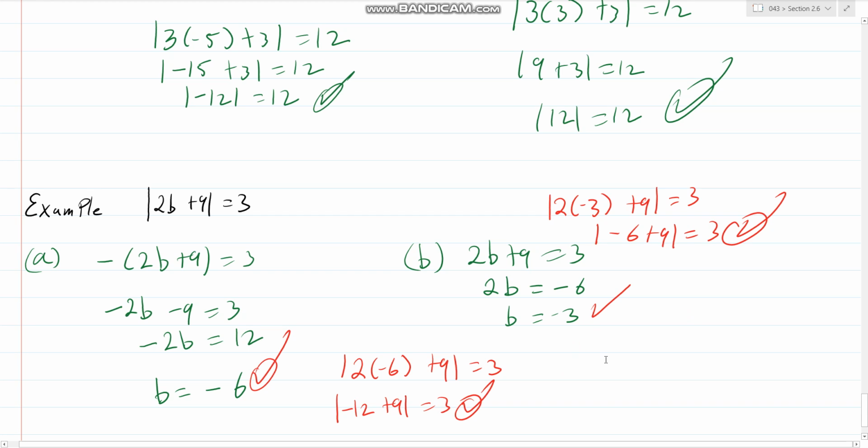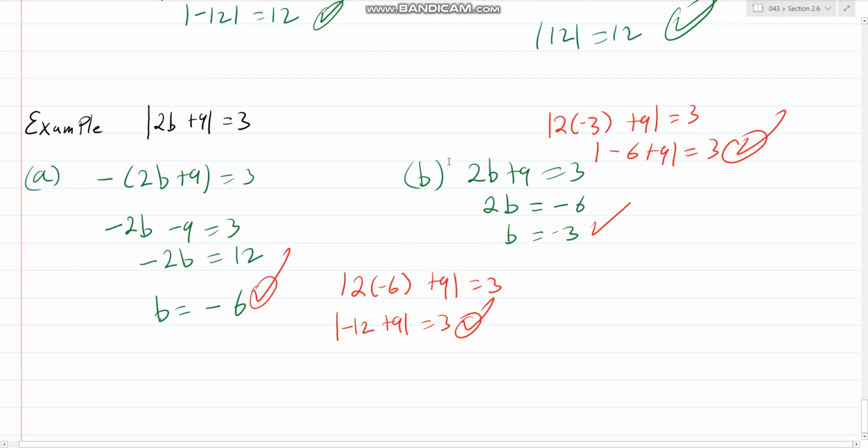Awesome. All right, so those are the two answers for this one, and I hope that helps. I hope it makes sense why we have to take both cases. Again, it's because the absolute value will turn negative expressions into positive, and then we need to check for both of those, but you can see that we're getting two answers for that.